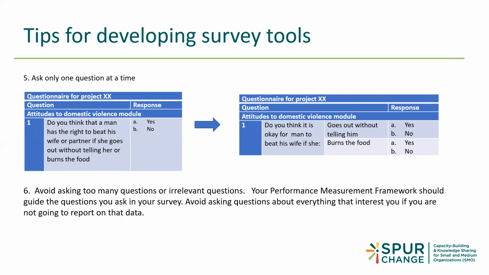Ask only one question at a time. A sample of this is provided on this slide. In the first box, the question is, "Do you think a man has the right to beat his wife or partner if she goes out without telling him or burns the food?" This question is asking two things at the same time. Instead of asking the question in this way, ask the question as it is outlined in the second box, which is to break the question into two components.